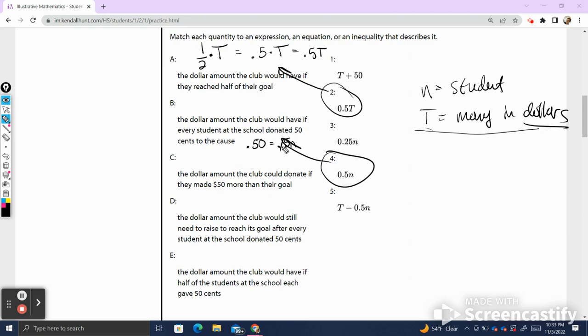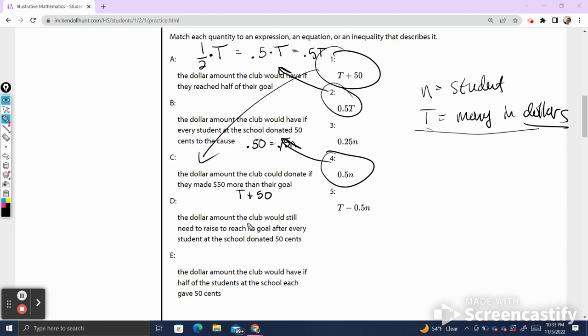C says the dollar amount the club could donate if they made $50 more than their goal. Well, I know that our goal is $T, and I know that if they made $50 more, I would have to add that $50. T plus 50. There we go. We found our answer to C.